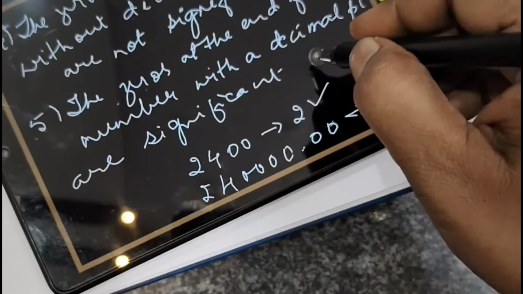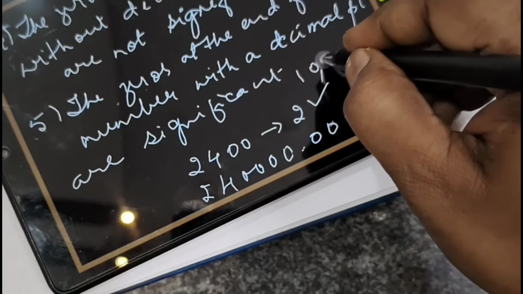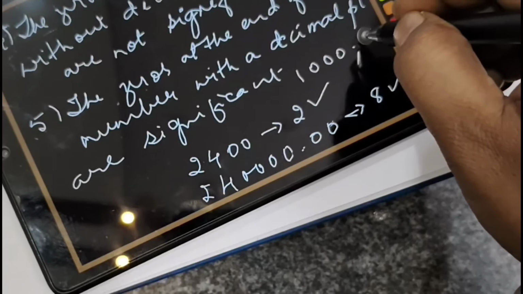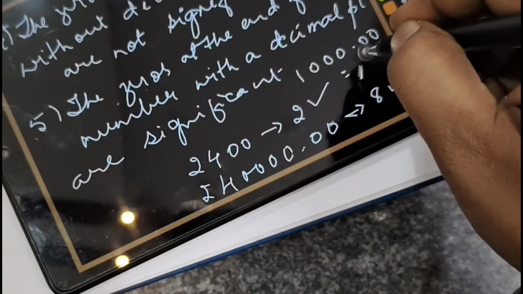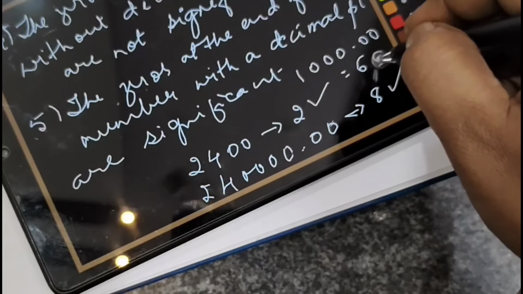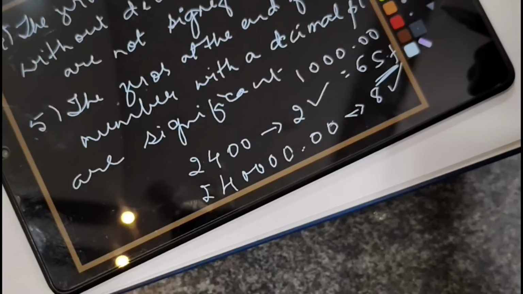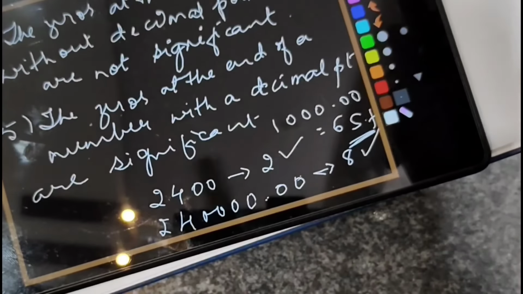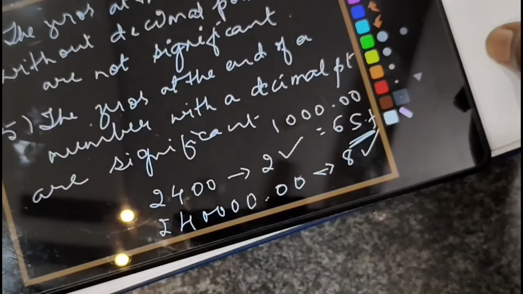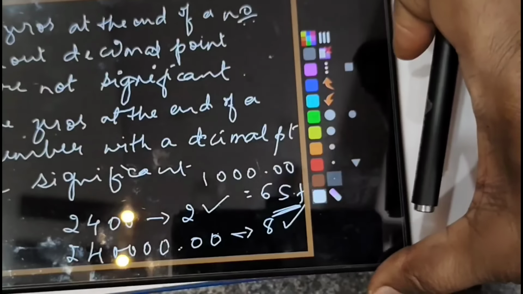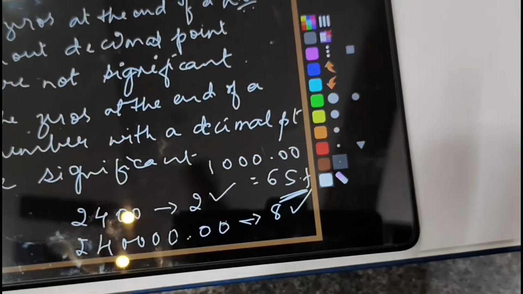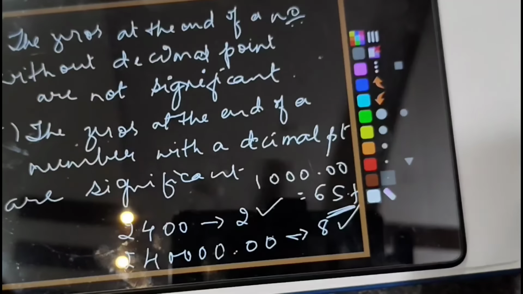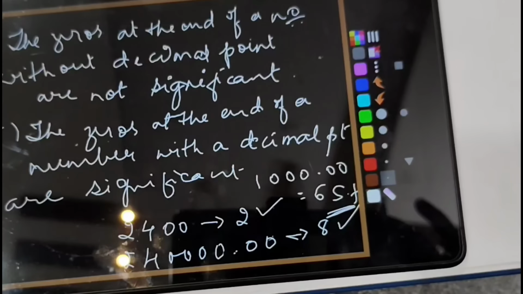So suppose one more example I will give you: 1000.00. So how many significant figures here? There are 6 significant figures. Okay, I hope you understood. So let us proceed to the next, the important topic of this chapter, that is the units and the measurement.